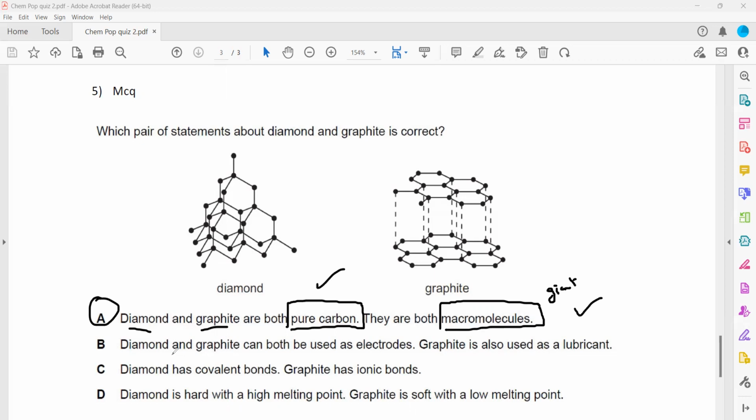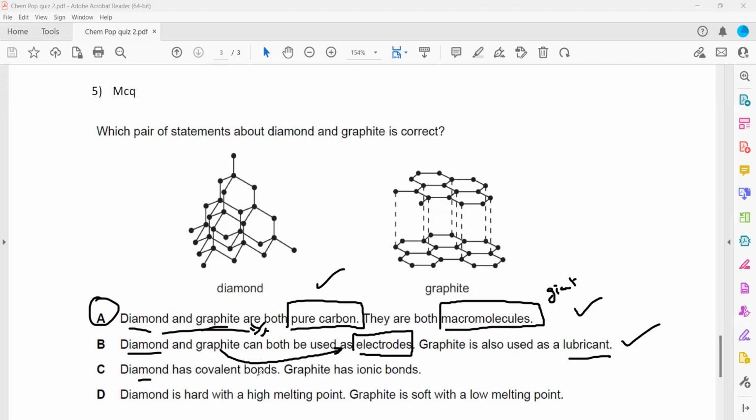Why not B? Can diamond and graphite both be used as electrodes? No, they cannot be used, because graphite is a conductor, but diamond is not. Diamond cannot conduct electricity. Graphite is used as a lubricant to reduce friction. That's also true. But the statement that both can be used as electrodes is not correct. Only one of them can be used as an electrode.